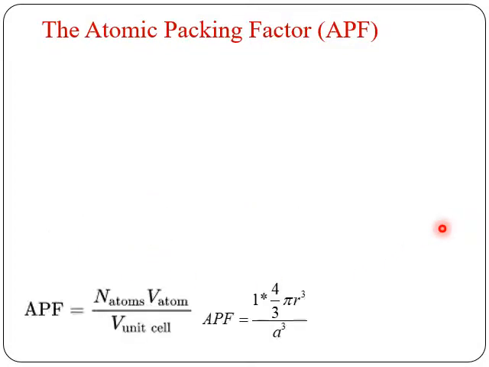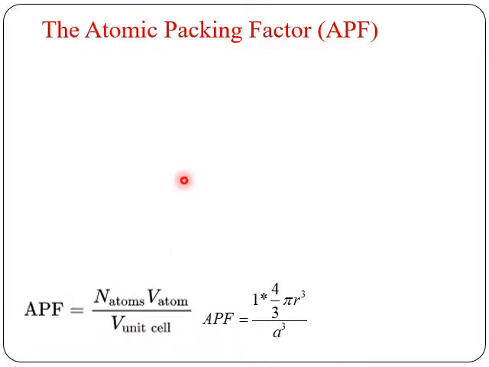So how can we write it, as I already said: APF is equal to n atoms, that is the number of atoms, times V atom, that is the volume of atom, divided by V of a unit cell. So here I have taken the example of a simple cube, where n of atoms for a simple cube is 1. Okay, so V of atom is 4 by 3 pi r cube, and the volume of a unit cell is nothing but a cube. Okay, this is general. So you can remember this formula.